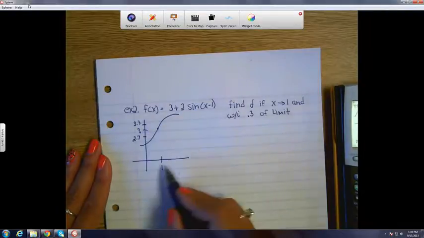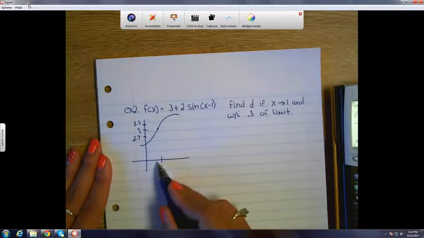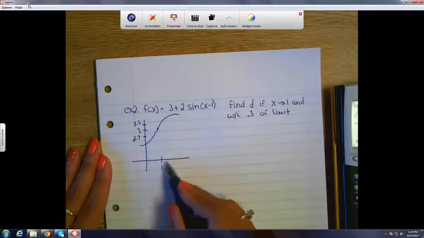A lot of times I'll see people take that 0.3 away from the x value, and that'll never get you there, obviously.